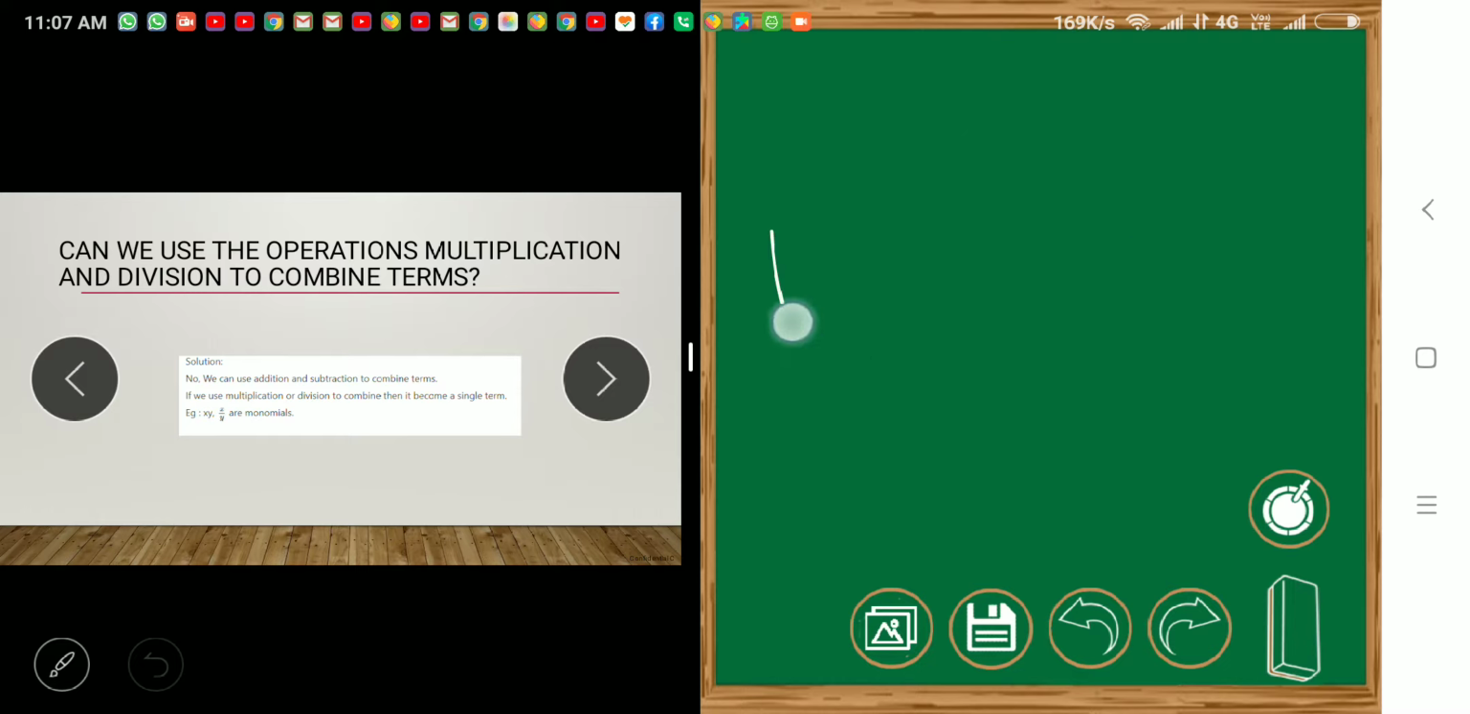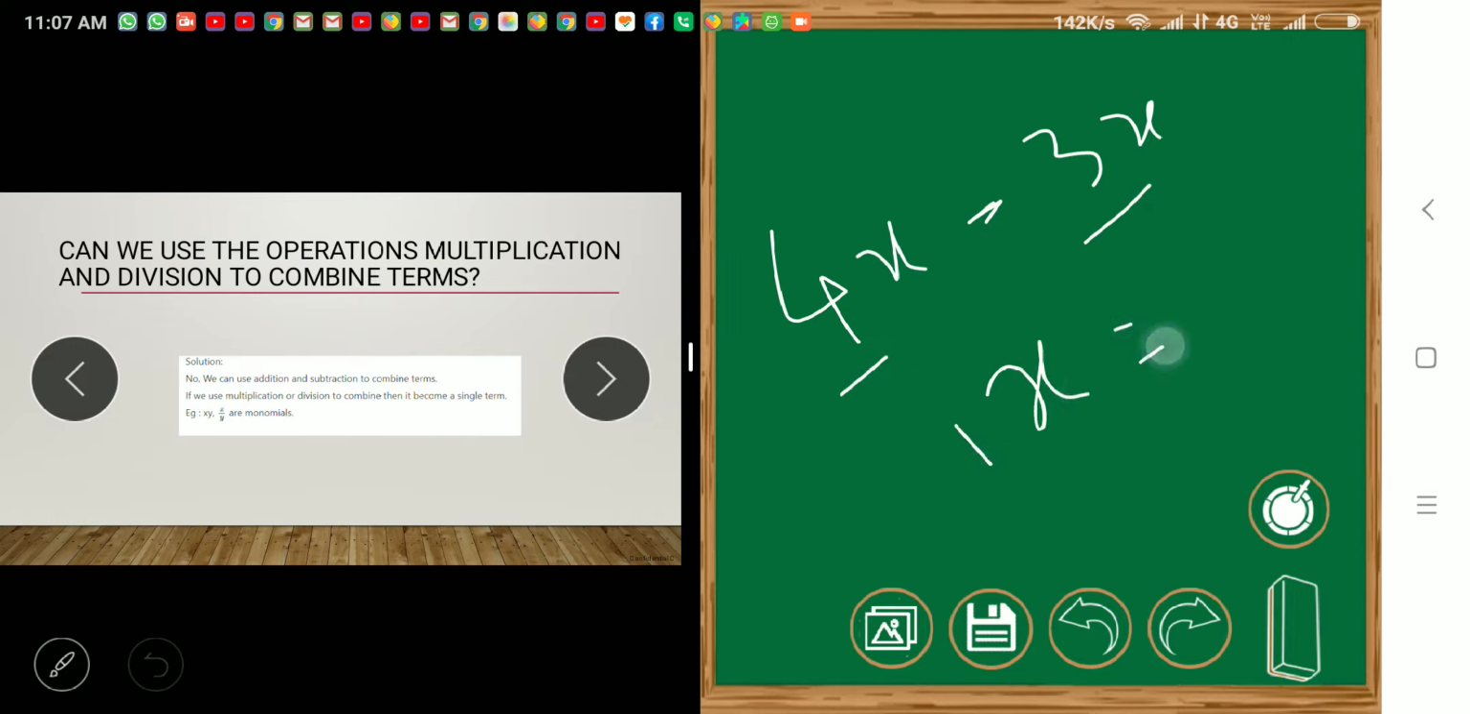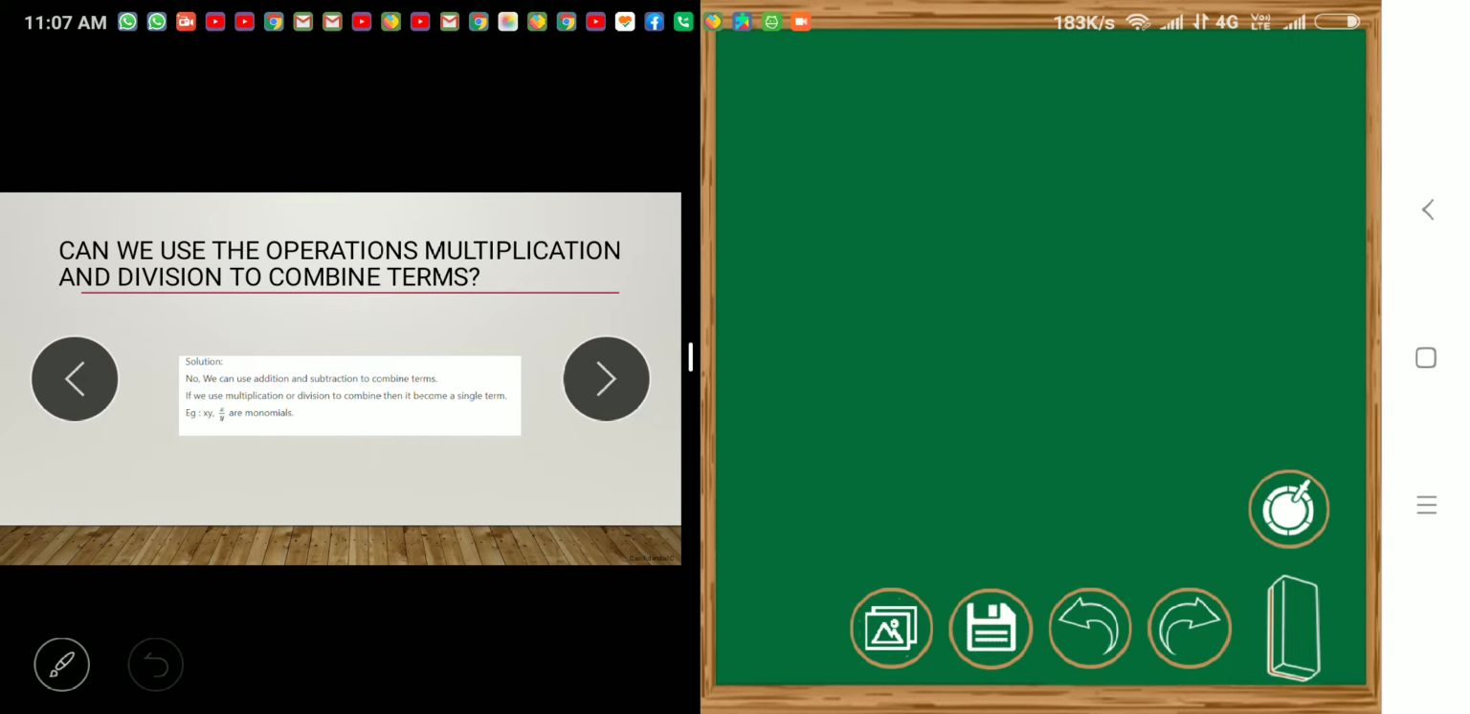Same way, 4x minus 3x I am giving. Now subtract. Coefficient is 4, coefficient is 3. 4 minus 3, 1x is nothing but x. So when it is a plus or minus sign, we are able to combine.